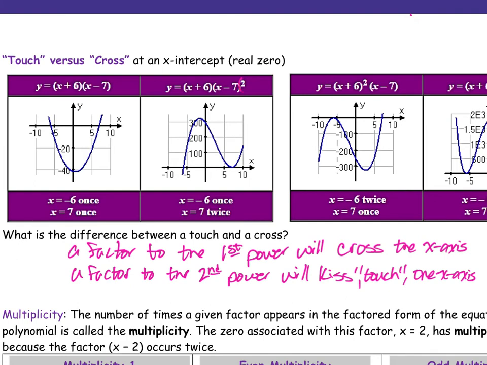So if that was a 4, it would come down and flatten out before it'd come back up. So if it was a 4, it would be an extra long kiss. And if this was a third, this would come up like this, and then it'd flatten out, and then it would go back up. It'd still cross, but it'd flatten out and go up across. Polynomial graphs are very interesting. And Desmos does graph them for you, which is very nice. Okay?